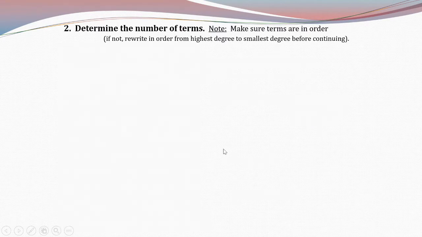Okay, now, this is more examples here. So this is step number 2: determine the number of terms. Note, make sure that terms are in order. If not, rewrite in order from highest degree to smallest degree before continuing. So 2 terms, we're doing the perfect squares.